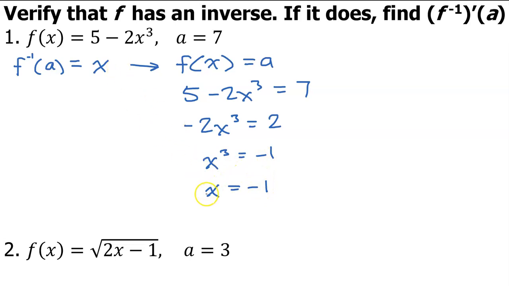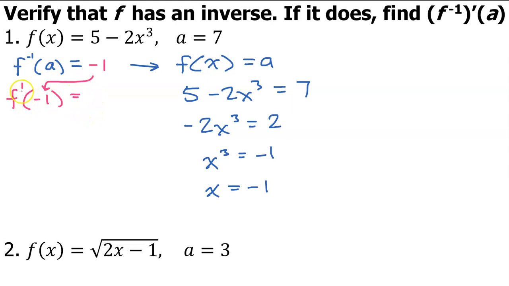So I'm going to take this and substitute it back in right here. So I'm just going to erase this x, and I'm going to put negative 1 in its place. So that is step 1 of my 3-step process. Step 2 is we're going to find the derivative of function f and evaluate it at the value that we just found in step 1.